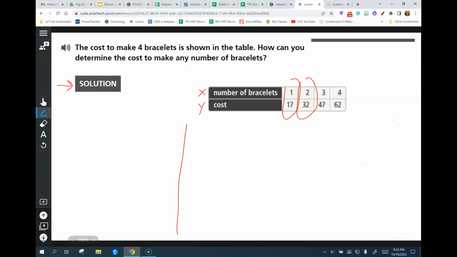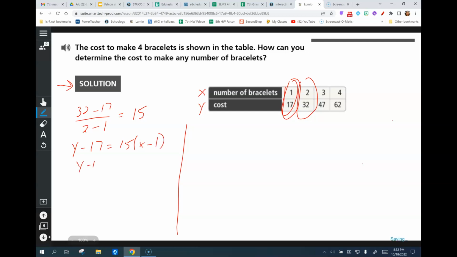I can come over and find slope, so I take 32 minus 17 over 2 minus 1, and I get 15. That's my slope. I can plug it into point slope or slope intercept. So point slope, y minus y sub 1. I'm, of course, going to use 1 and 17, is equal to 15 times x minus x sub 1, my x value.